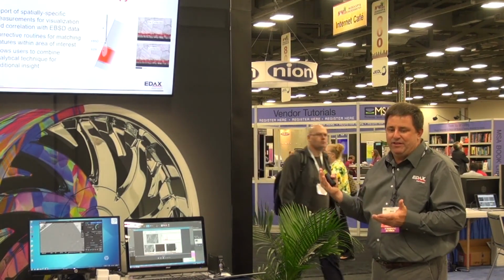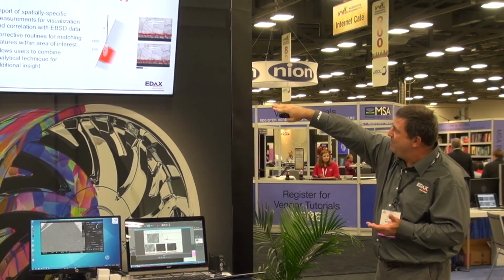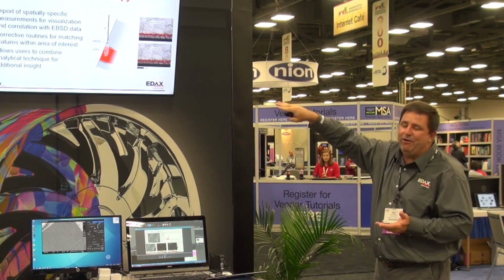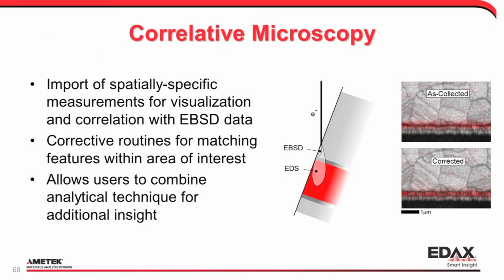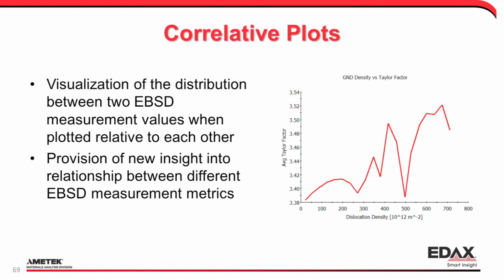We've also put in some features for correlative microscopy. This is important because when we're looking at the tilted sample, our EDS and EBSD interaction volumes don't overlap, so sometimes we have to shift those. But we're also able to correct for when we go to a flat sample, different techniques. We can bring those all into the sample to correlate additional analytical techniques with the EBSD microstructure, because we're always looking for correlations to explain what we see. And we can do the same thing with correlative plots. In this case, we've picked dislocation density on the horizontal axis, Taylor factor on the vertical axis, to understand how these different measurements relate to one another.